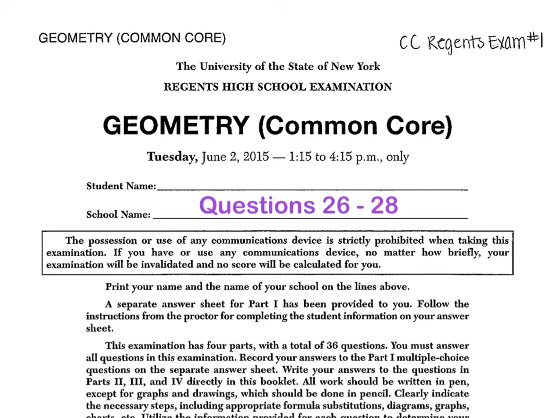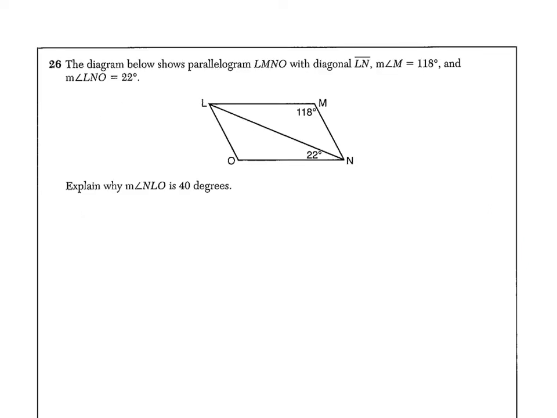This video will cover the Geometry Common Core exam from June 2015, questions 26 through 28. Question 26 says the diagram below shows parallelogram LMNO with diagonal LN. Measure of angle M equals 118 and measure of angle LNO is equal to 22. Both of those degree measures are already labeled in the diagram. And our goal here is to explain why the measure of angle NLO is equal to 40 degrees.